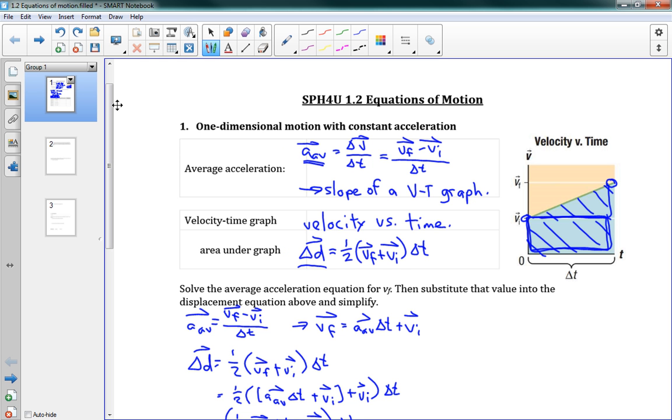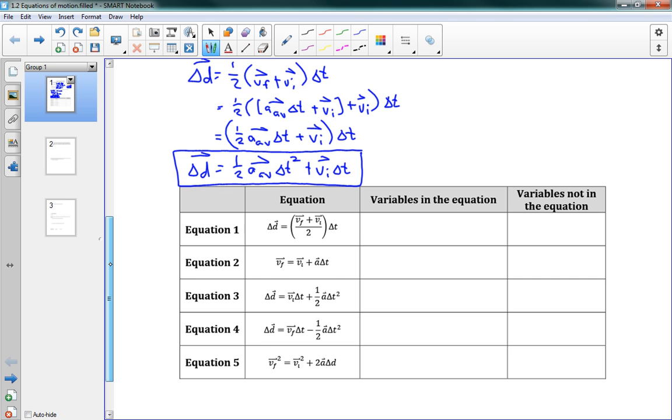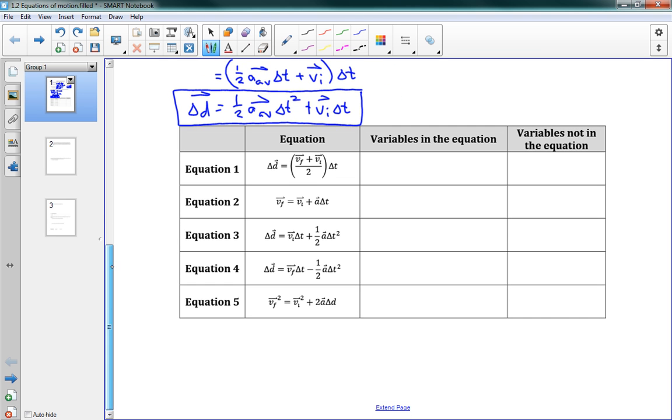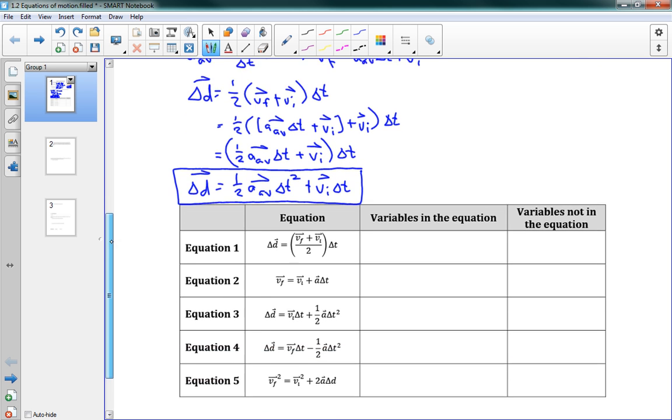Equations 4 and 5 we can create in the same way, but it's important that you see how we can derive these equations from each other. That said, that's one of our equations. We're going to look at this table now, which has the 5 special equations that we use for kinematics. What we did above was just to find out where this equation comes from.